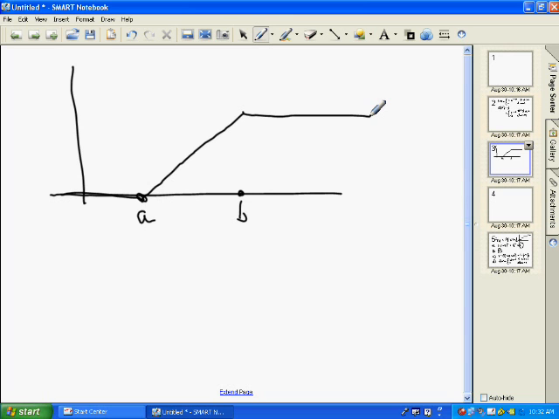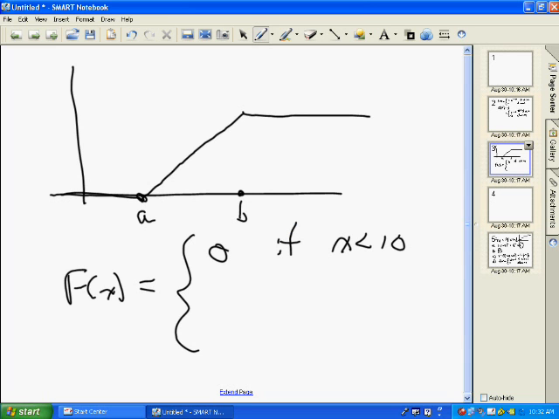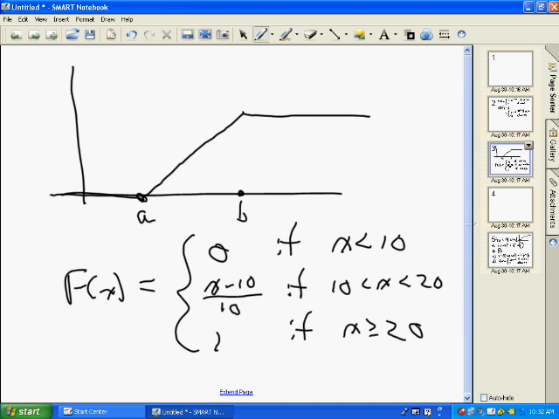have memorized it. So the answer to part 4 is going to be something like this. F of x is equal to 0 if x is less than 10, since it's between 10 and 20 minutes. It's equal to (x minus 10) over 10 if 10 is less than x is less than 20. And it's equal to 1 if x is greater than or equal to 20. Okay.